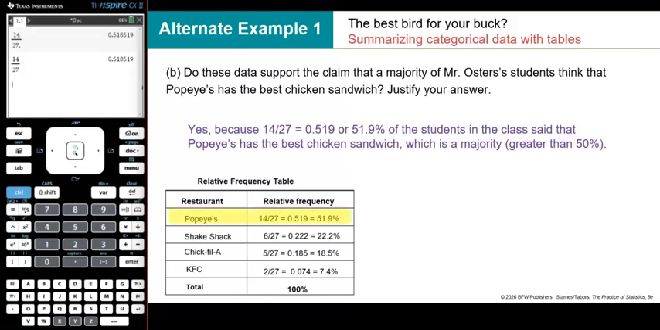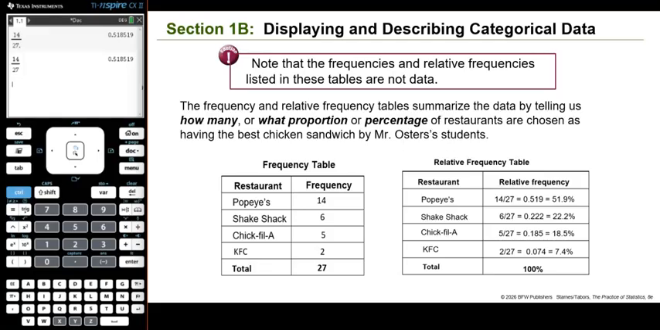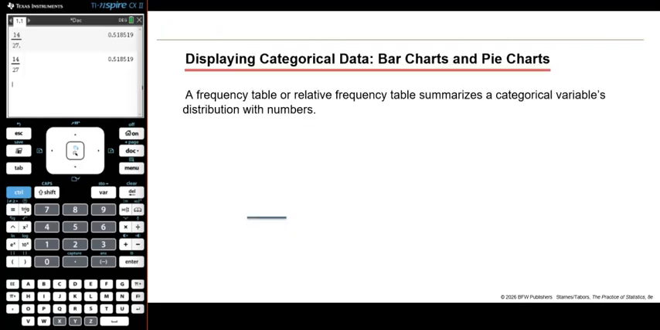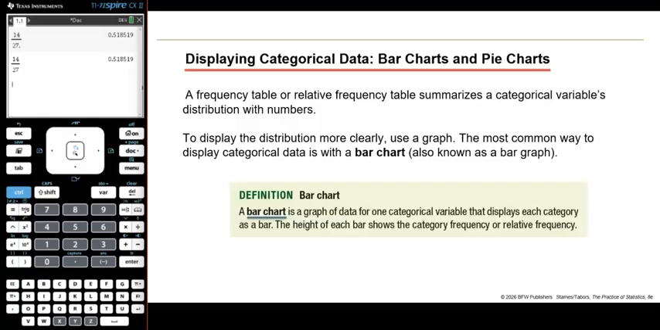Okay, so yes, and then they gave the reason there. Frequencies and relative frequencies listed in the table are not data. The frequency and relative frequency table summarizes the data by telling us how many, or what proportion or percentage of restaurants are chosen as having the best chicken sandwich. It summarizes the categorical variable's distribution.